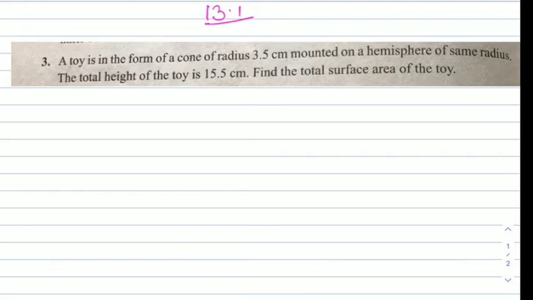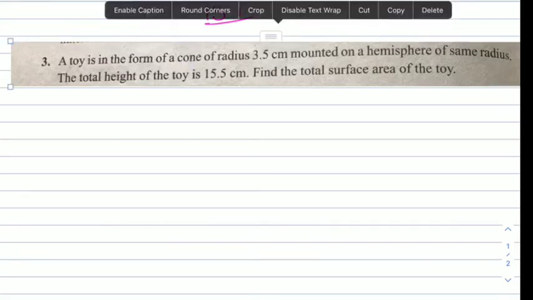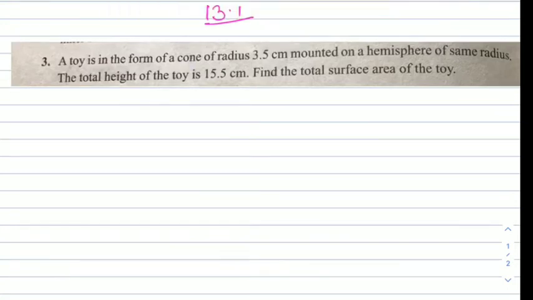The question is, a toy is in the form of a cone of radius 3.5 cm mounted on a hemisphere of same radius. The total height of the toy is 15.5 cm. Find the total surface area of the toy.